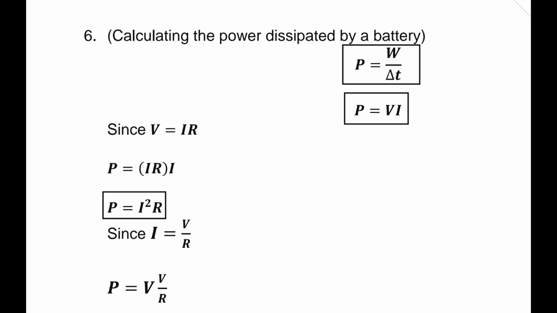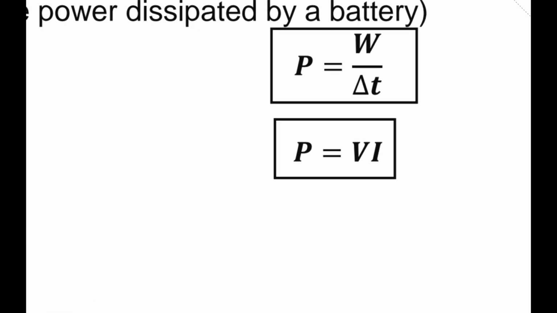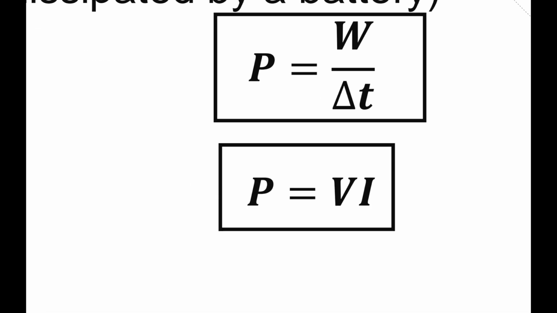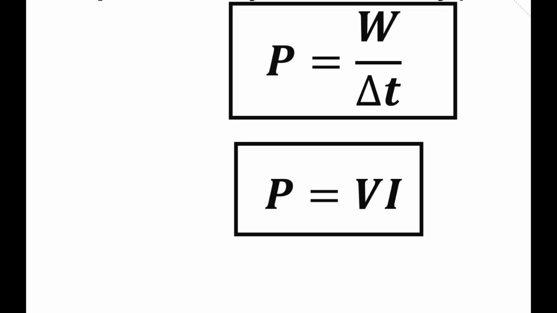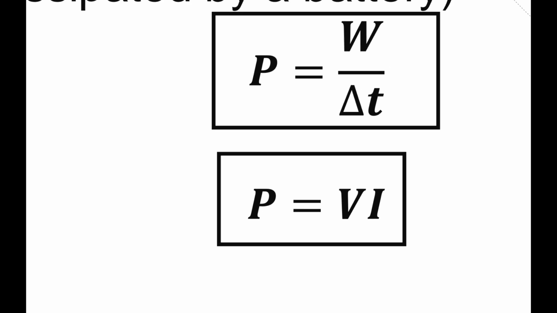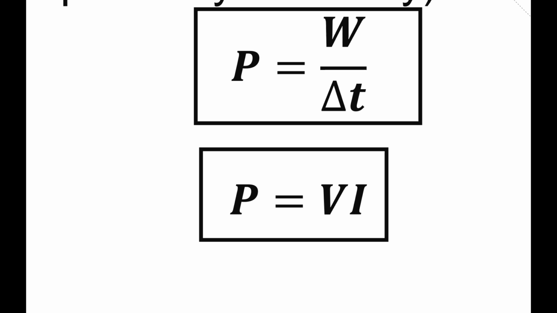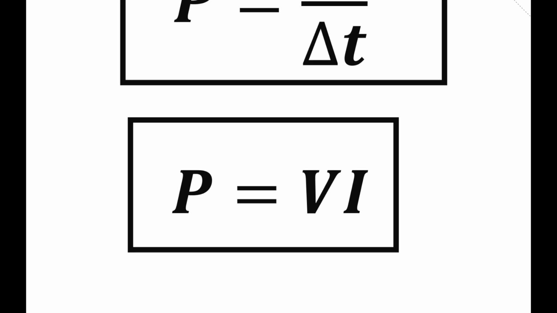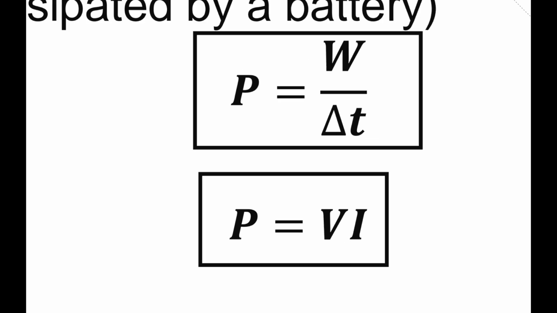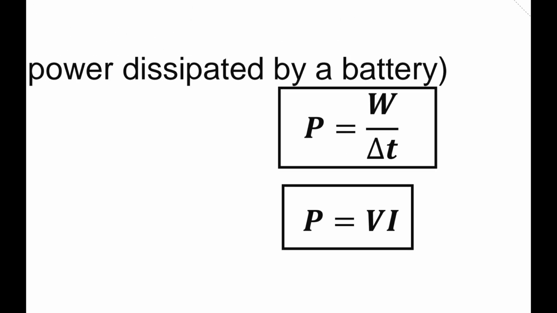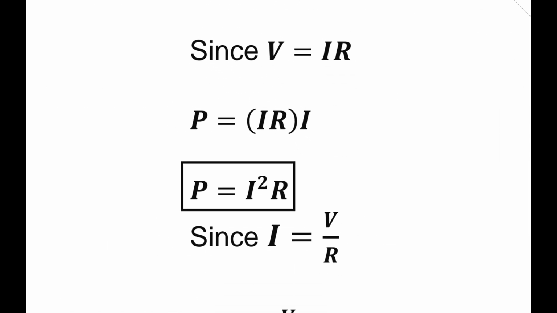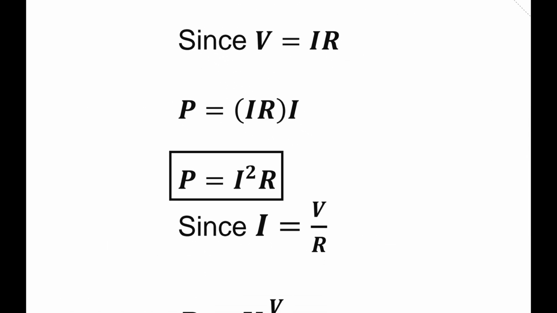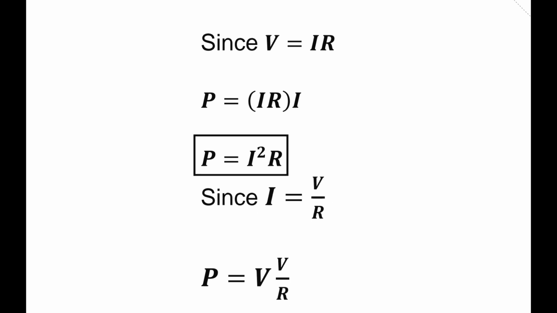Calculating the power dissipated by the battery, we're going to use this formula. Power, electricity is very, very expensive. This formula, we're going to use it to calculate power. P equals W divided by change in time, or P equals voltage times current. All these formulas are provided at the back of your question paper, but you need to know how to apply them in answering questions.